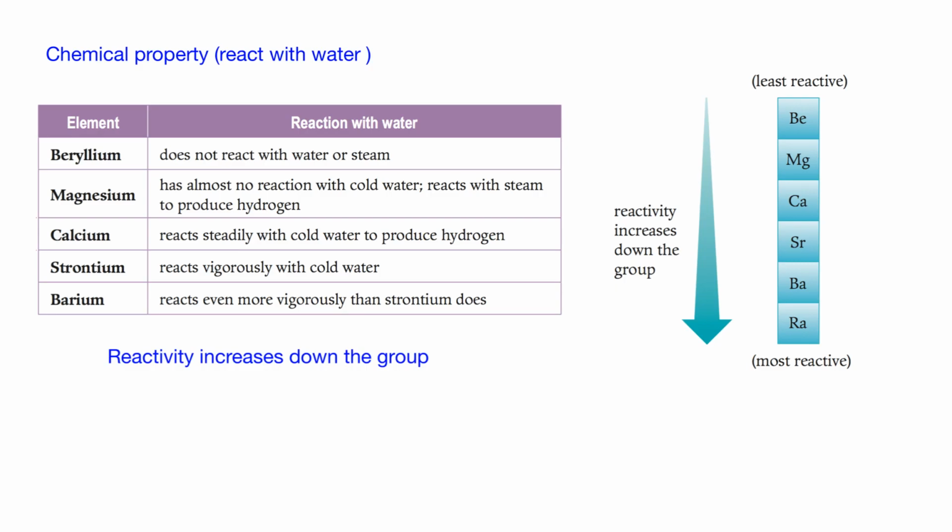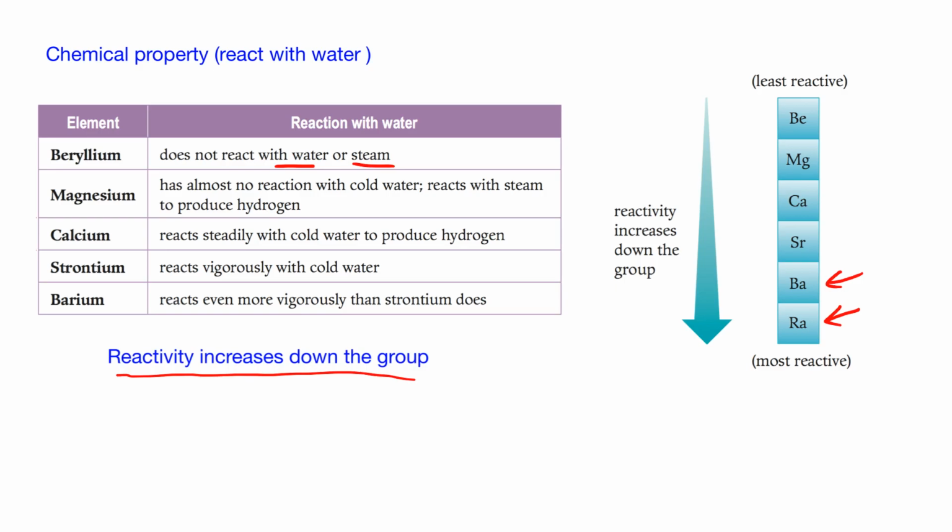For the chemical properties, they react with water, but not all of them can react. Beryllium will not react with water or steam because its reaction is very, very slow. But just like group 1 metals, the reactivity increases down the group. So the most reactive one will be radium, while beryllium will be less reactive. So it doesn't react with water or steam.